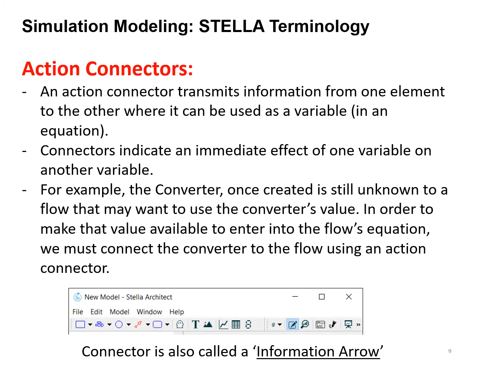Action connectors. Action connectors transmit information, as I said, from one element to another where it can be used as a variable in an equation. So connectors indicate the immediate effect of one variable on another variable. So the converter, once created, is still unknown to a flow that might want to use that converter's value in order to make the value appear so that you can enter it into the flow's equation. You have to connect the converter to the flow using an action connector. And some people also call that an information arrow.